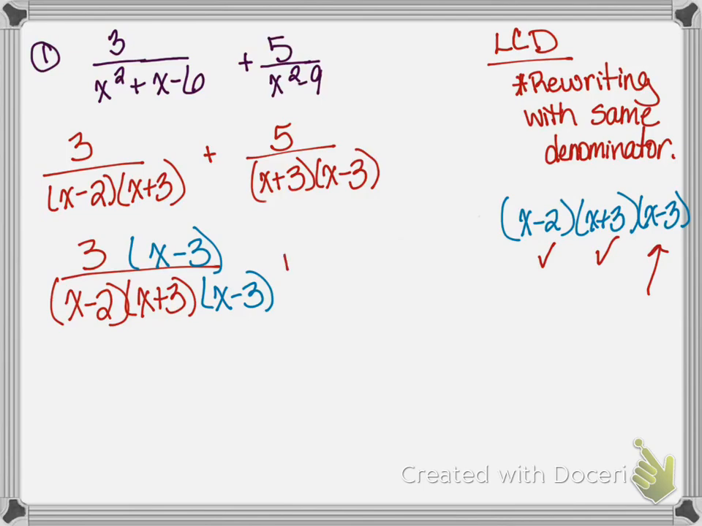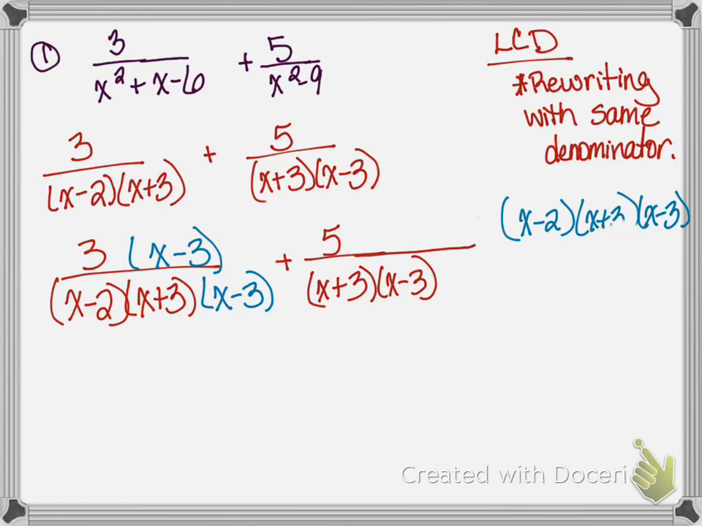Okay, now we're going to do our second one. So I have 5 over x plus 3, x minus 3. So I am going to look at what I am missing over here. I have the x plus 3 and I have the x minus 3. What I am missing for this side of the problem is the x minus 2. So I am going to multiply the top and the bottom times x minus 2. Okay? So now I can simplify.